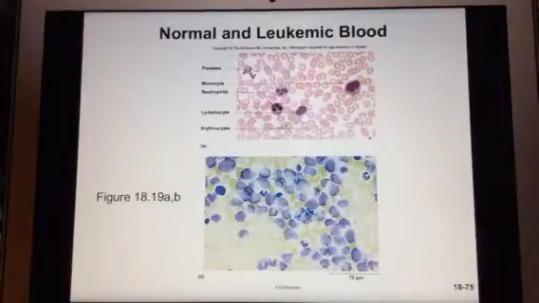Wanted to show you the comparison between a normal blood smear and then one of a patient with leukemia. So you can see that those white blood cells are taking over. They are a way higher concentration or percentage than you would expect in normal blood.